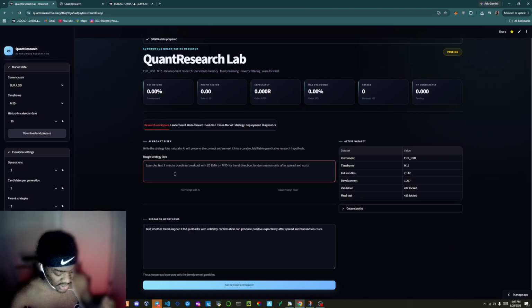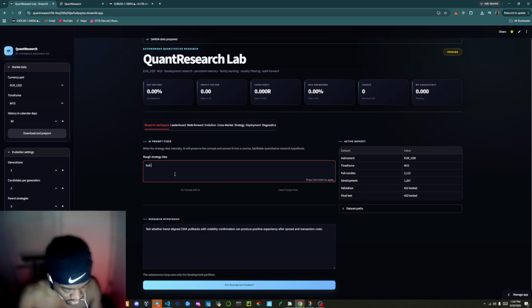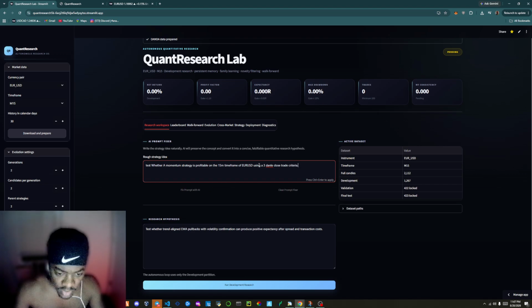So what we want to do is say, test whether a momentum strategy is profitable on the 15-minute time frame of EUR/USD using a 3 candle close trade criteria. All right. This is supposed to be candle. I said Daniel. So we're going to make this candle.